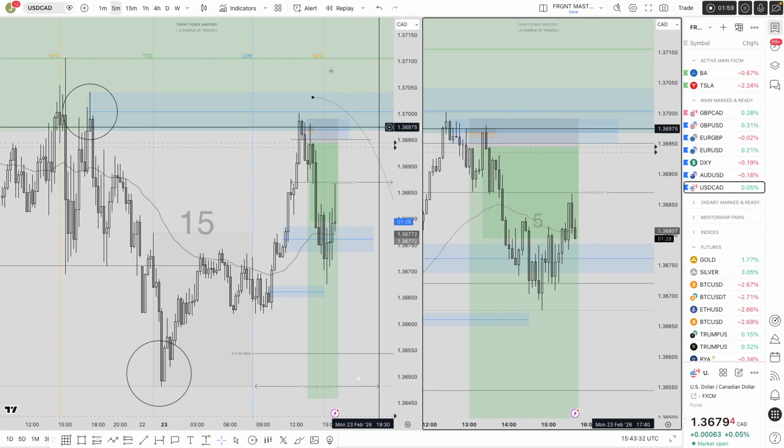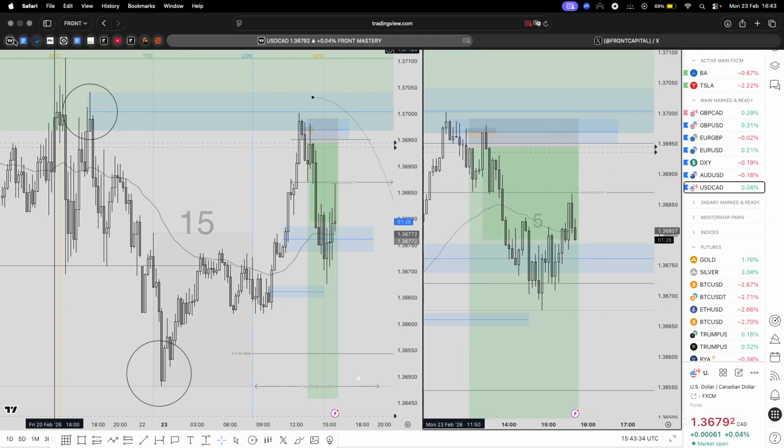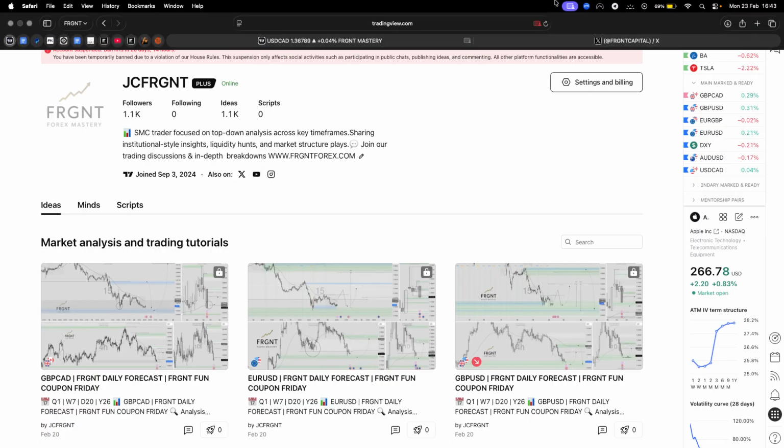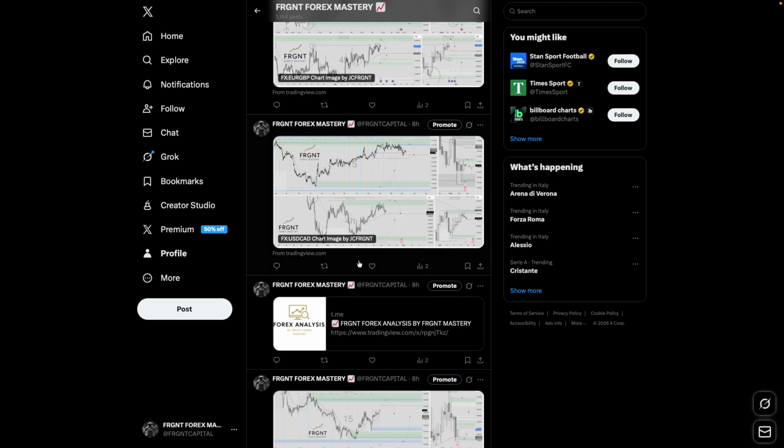So as you would usually do, I would go to TradingView to show you the analysis of the day, but as I'm sure you can see, my account is suspended and the ban lifts in 28 days and 14 hours. So absolutely no analysis coming on there. I shouldn't be too lazy. I could still post it privately, but I figured what a nice time to make good use of other applications, such as my Twitter account, or X as it's well known for.